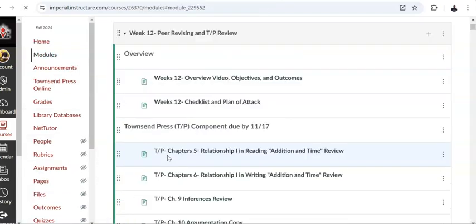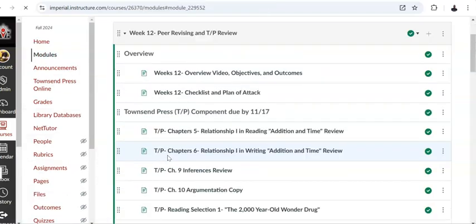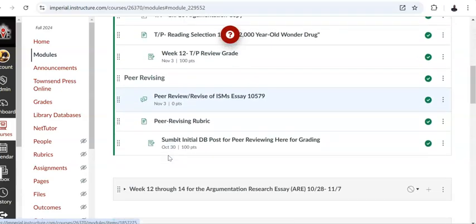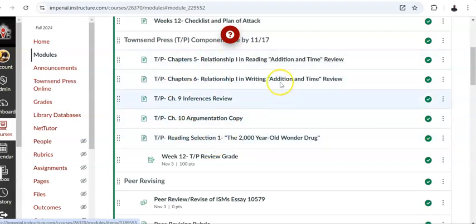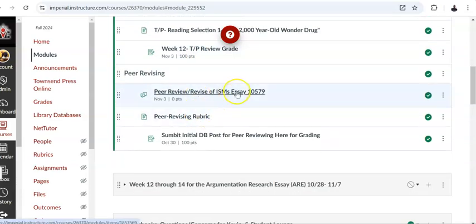Come on, computer. All right. So that's it. There are 2 things to complete. The initial post is by Wednesday, the 30th, and then all of your 4 responses have to be done by Sunday, November 3rd.